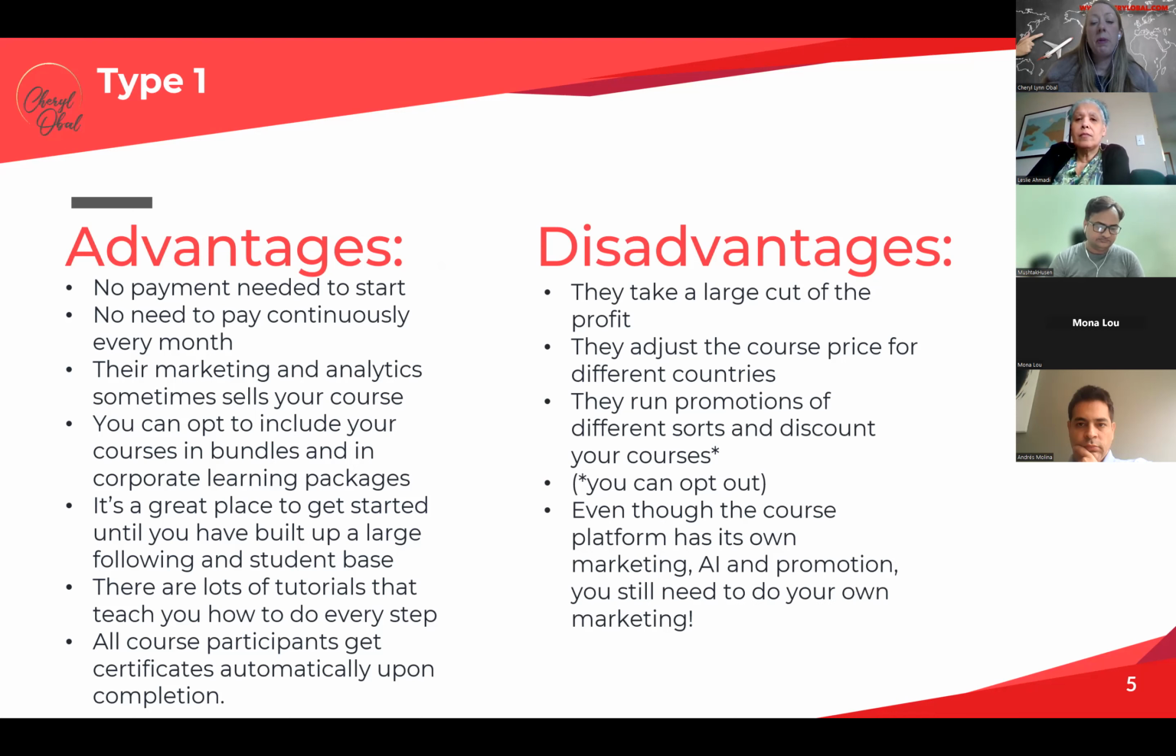So even though the course platform has its own marketing, its own AI, its own promotion, you still need to do your own marketing. This is what I found after a year and a half of being on Udemy. I mean, I still have to promote my course, even though people can go inside the platform and search for it. But maybe that's because my two courses, I should say, because there are two on Udemy, they're quite niche. It's like how to become a cross-cultural trainer. Well, yeah, it's a niche topic.